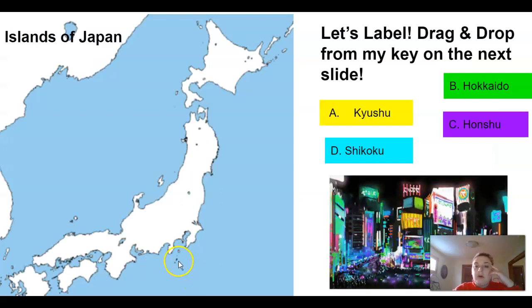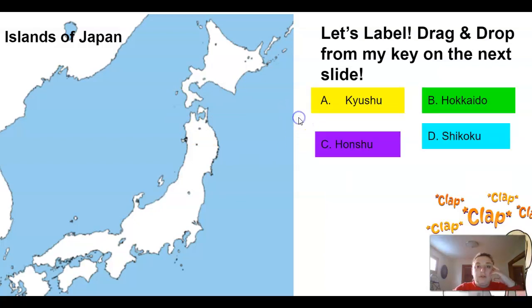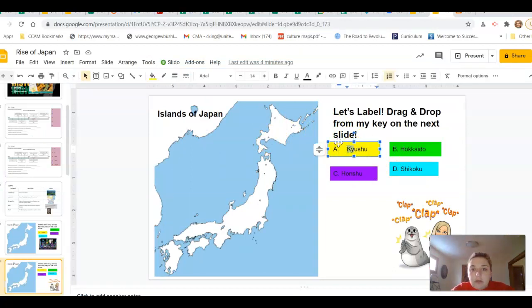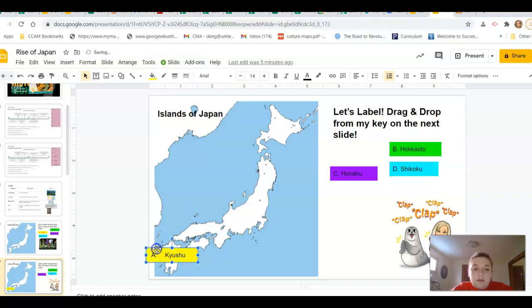All right, so what we're going to do is drag and drop. These are the islands of Japan. So we're going to drag and drop and put them where they're supposed to go. So the first major island is Kyushu. I'm going to drag that. Kyushu is right here.